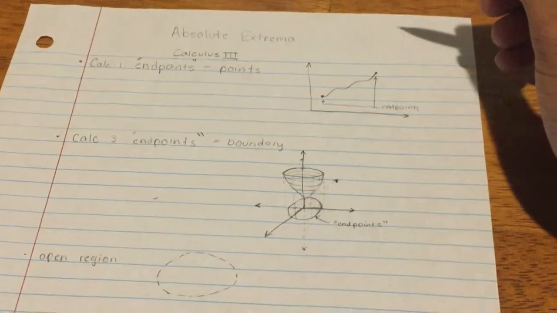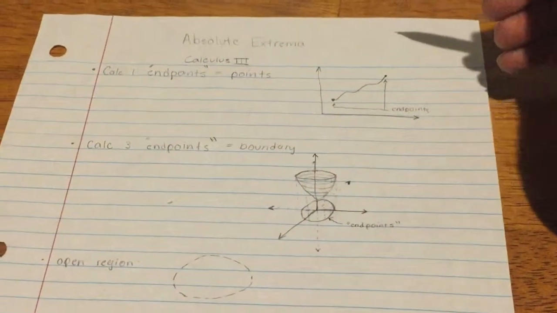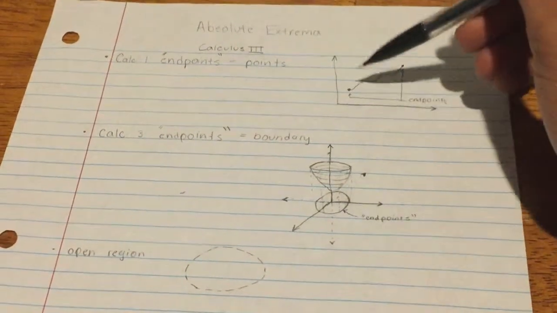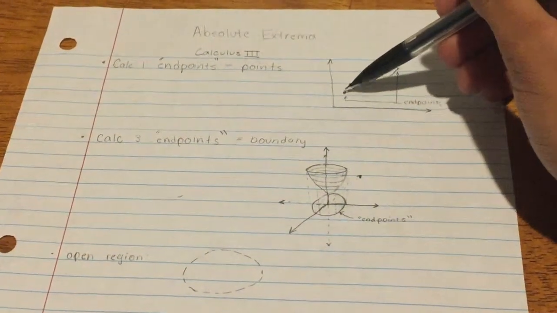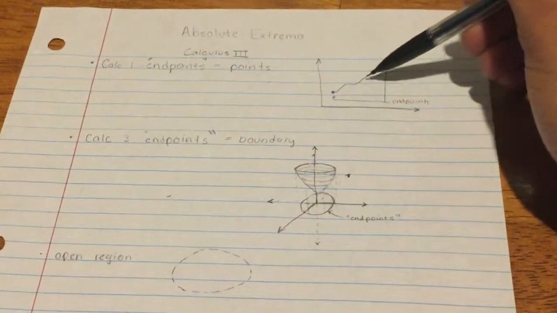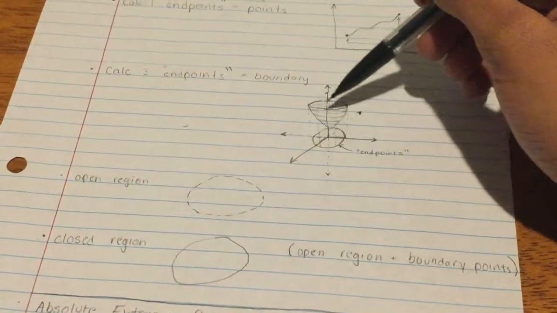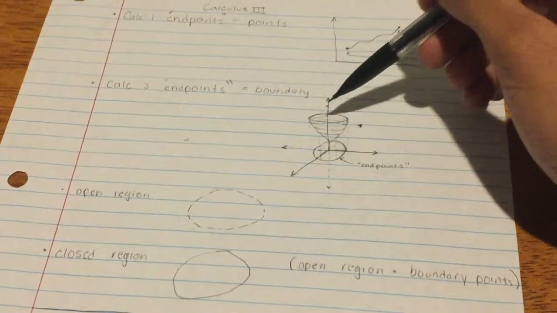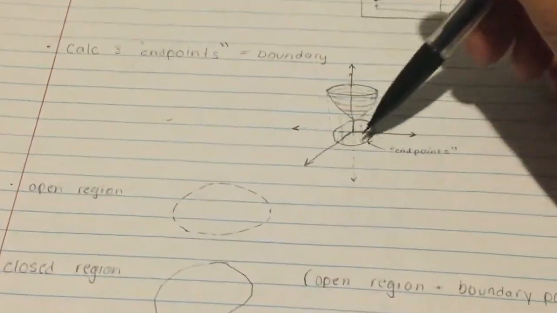Finally, we're going to talk about finding absolute extrema in Calc 3. As you can recall from Calc 1, endpoints of a function are like the actual points in a two-dimensional function. However, in Calc 3, we're going to see how three-dimensional graphs have more boundaries, you could say, instead of endpoints. Here you can see this paraboloid with a circular boundary.